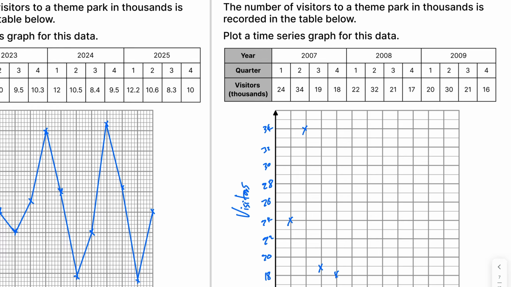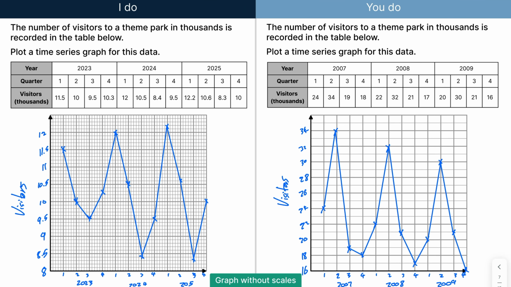We have 1 and 22. 2 and 32. 3 and 21. 4 and 17. 1 and 20. 2 and 30. 3 and 21. 4 and 16. And now we're just going to connect these points together. So just do that. So that is that done.